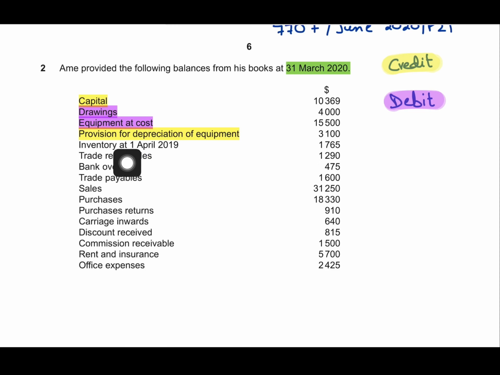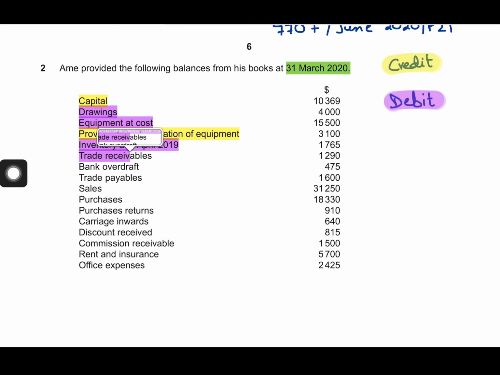Inventory at 1st April 2019. So this is the opening inventory. Opening inventory becomes part of the trial balance, and this will be shown on the debit side since it is a current asset. If we had been given the closing inventory, then we know that closing inventory does not become part of the trial balance. It is written at the end, after the preparation of the trial balance, in the adjustments. But this is opening inventory, so this will go on the debit side.